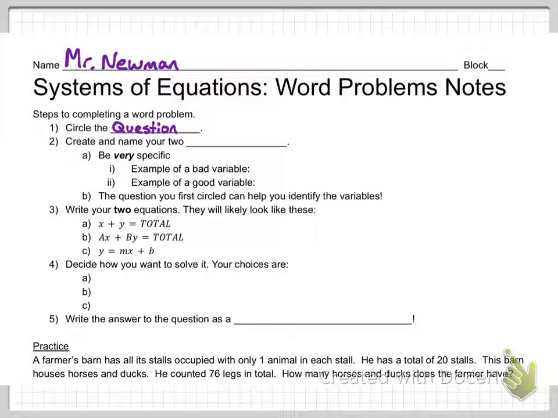First, you always want to circle the question. What is the problem asking? This will help you do step 2. So you notice down here, how many horses and ducks does the farmer have? That's the question to this first problem.